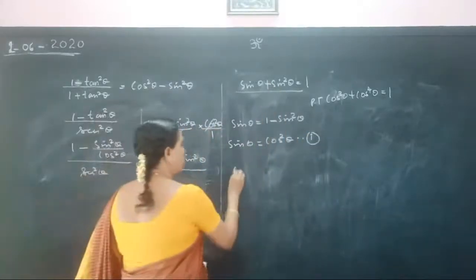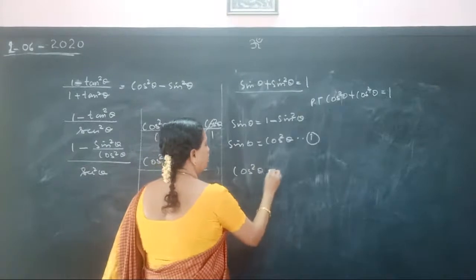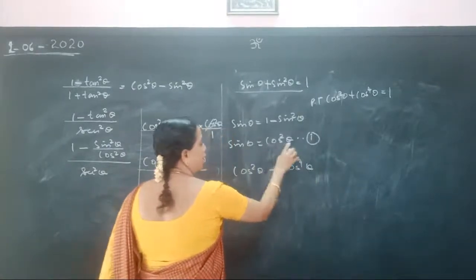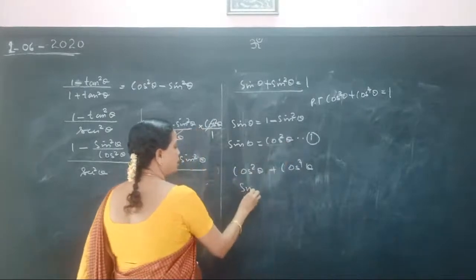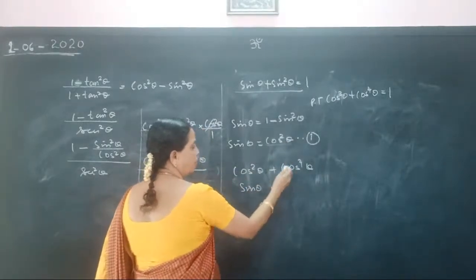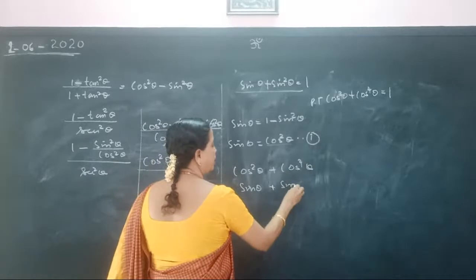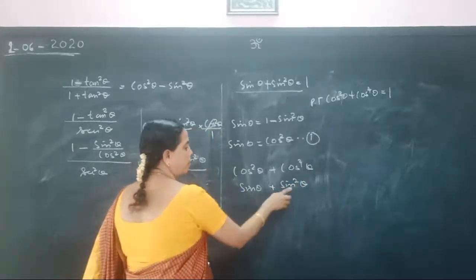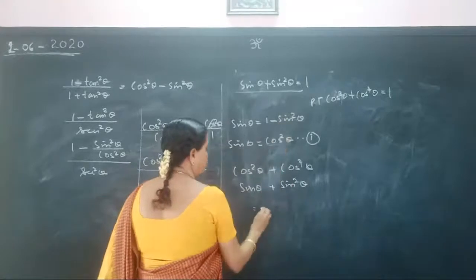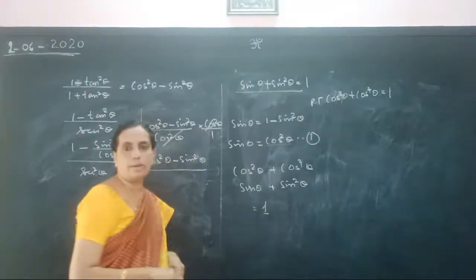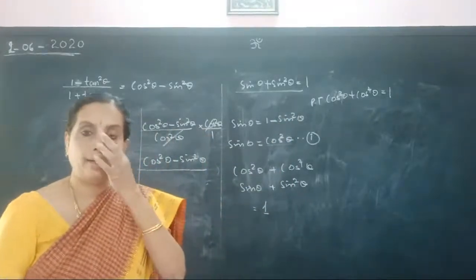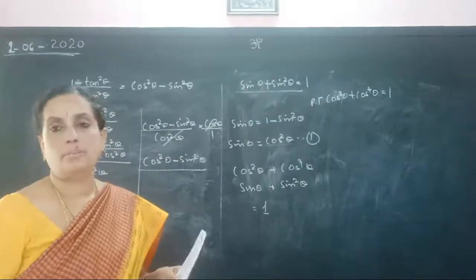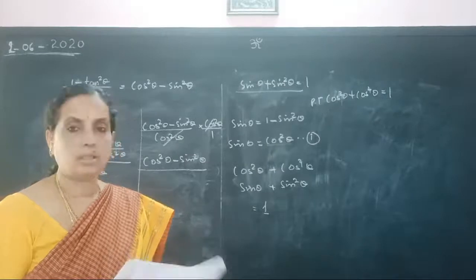Now write cos square theta plus cos to the power of 4 theta. We can write cos square theta as sin theta, and cos to the power of 4 theta as sin square theta. And we know that sin theta plus sin square theta is 1. So your answer is 1. From the given condition, we have proved that cos square theta plus cos to the power of 4 theta equals 1.